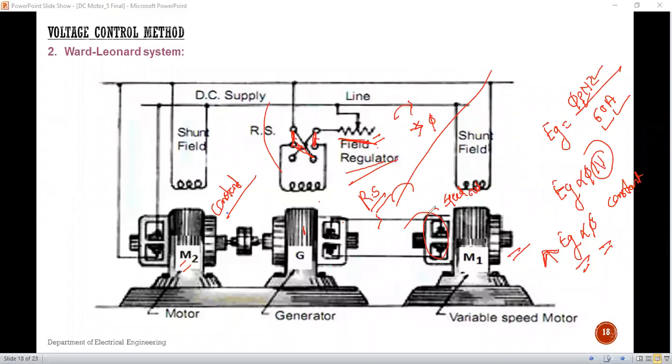If the flux direction changes, that means output current direction it will be changed. And then motor M1 it will run in the opposite direction because supply voltage ची direction काय करतोय आपण change करतोय. So this is nothing but RS, not RG.